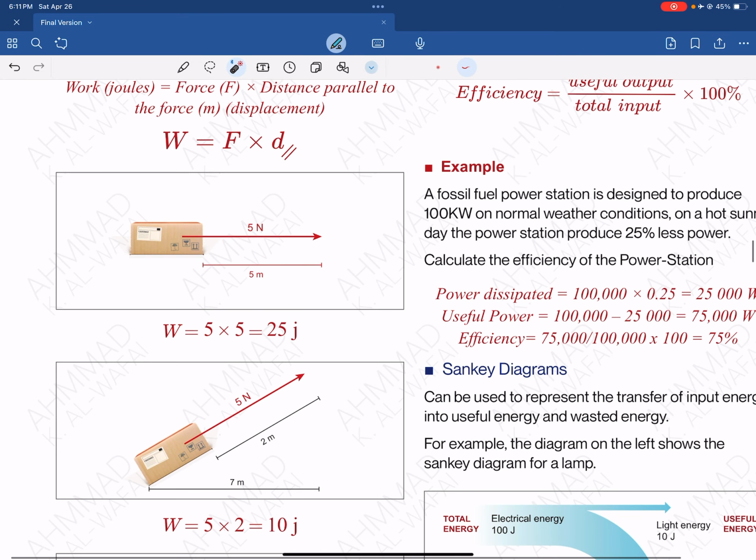Quick example: if you've got a force of 5 newtons, it's going to push this box about 5 meters. So, the work done due to the 5 newtons is going to be 5 times 5, which is 25 joules.